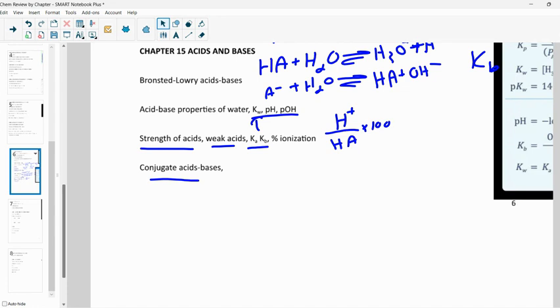This chapter 15 was Ka or Kb, where there wasn't a whole lot to it. Chapter 16, that's when we start to mix things. It gets a little bit more confusing. Good on 15?